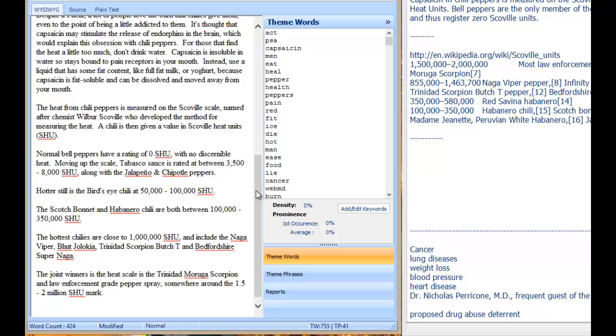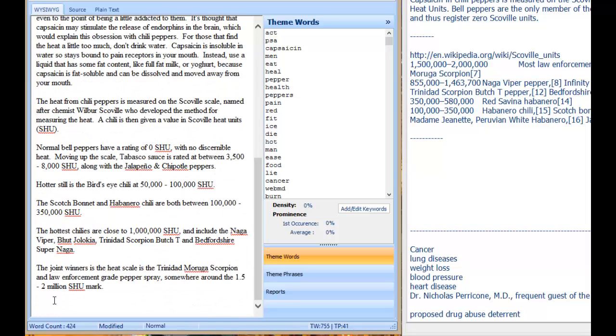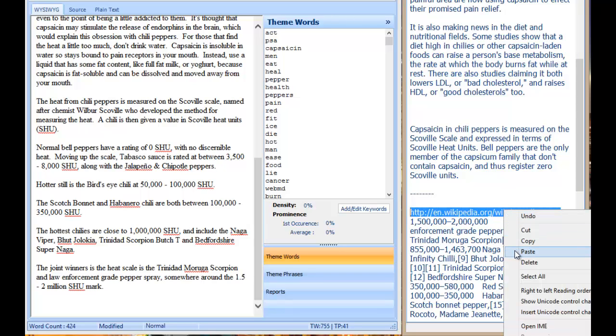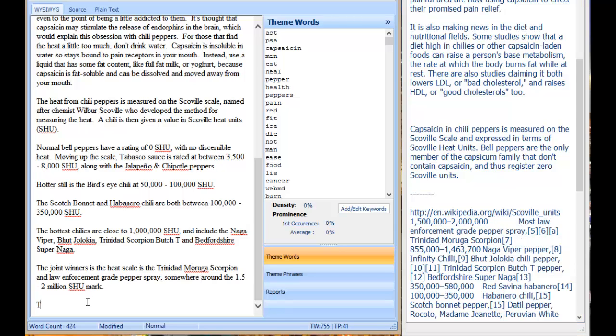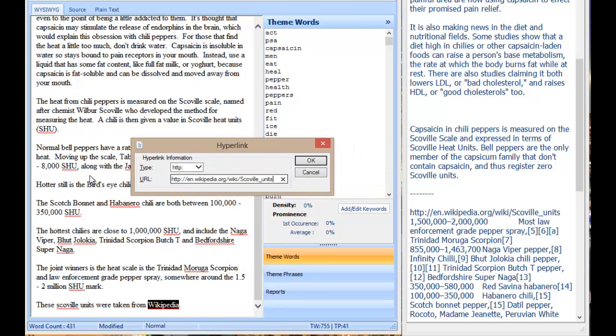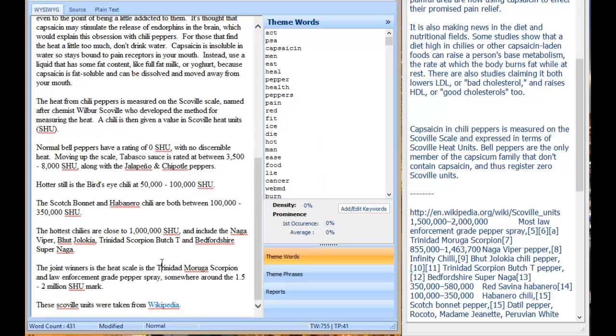Okay, I've just added the bit about the Scoville heat scale, and I just want to give credit to Wikipedia, who were the source of the scale. Let me see here, I've made a note of the URL, copied the URL. Taken from Wikipedia, and I'll just turn that into a hyperlink. Okay, and I'm going to save my article now.